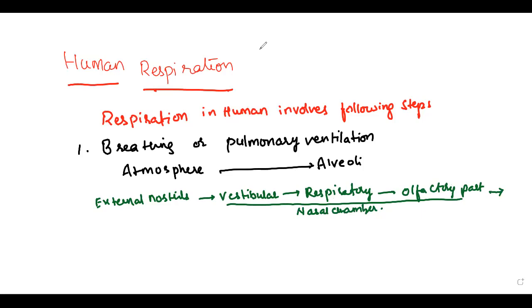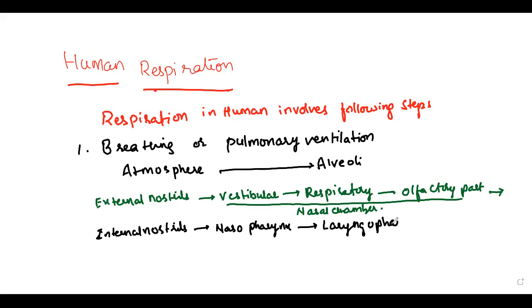The olfactory part opens into the internal nostrils. Internal nostrils open into the nasopharynx. Very good. Nasopharynx, then laryngopharynx. Laryngopharynx opens into the glottis. Glottis opens into the larynx. Larynx into trachea.